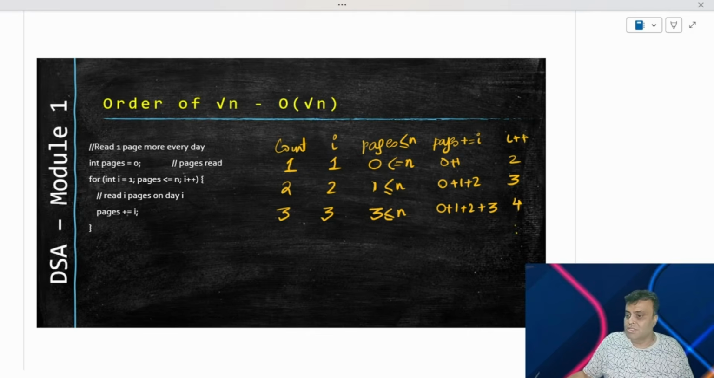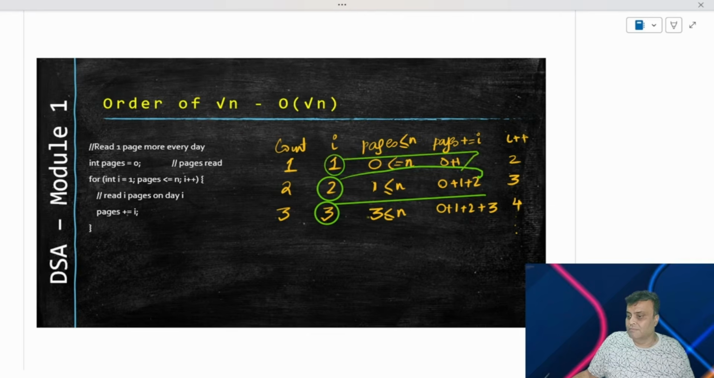Can you see a correlation between I and the last number here? Right? So can I write, therefore, that at the kth iteration, when I's value is k, less than equal to n will be true. And I get just dot dot k as the value. Can I see when it will stop? It will stop when pages is greater than n.